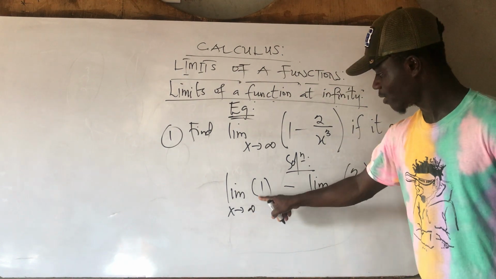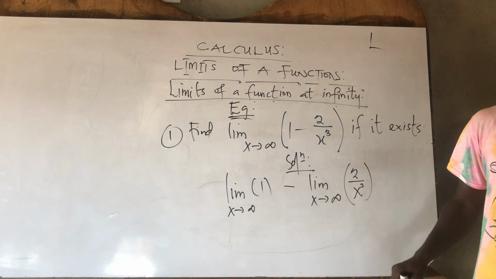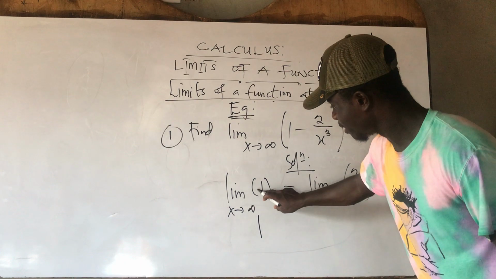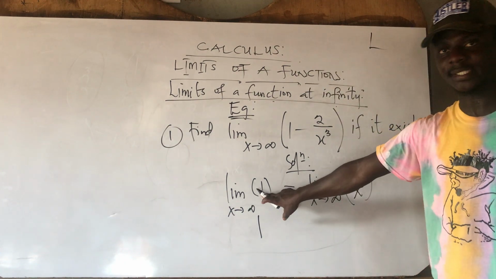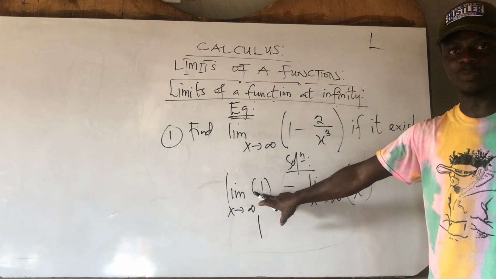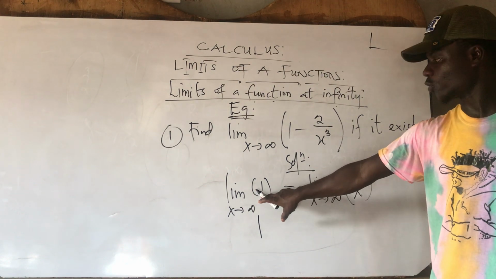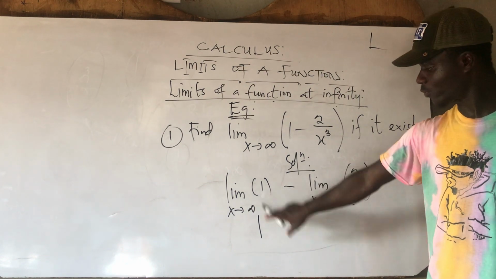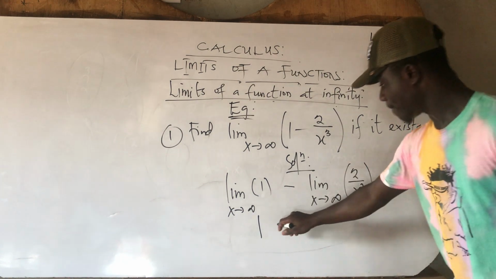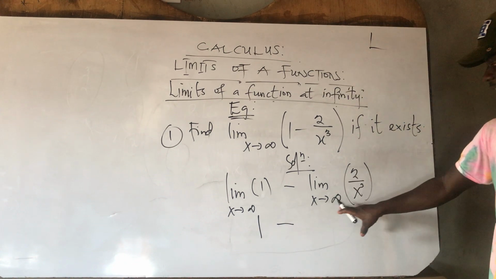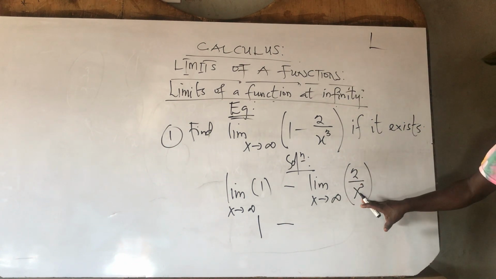Now let's see this one. The limit of 1 as x approaches infinity is the same thing as what? 1. This one is a constant. It's a value. There is no x depending on this one here, right? So it's a constant value. So we get 1 minus the limit as x approaches infinity of 2 on x cubed.